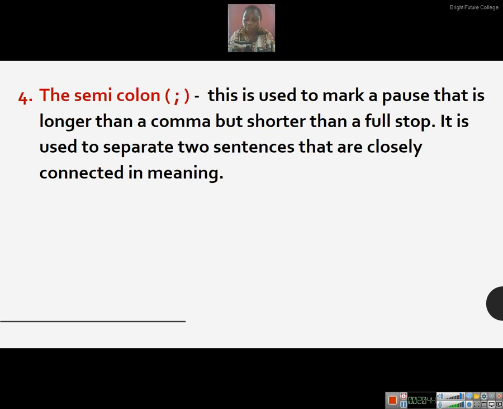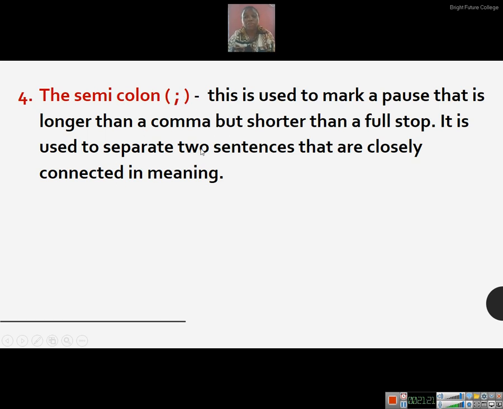Then the next type of punctuation mark is a semicolon. The semicolon is used to mark a pause that is longer than a comma but shorter than a full stop. When you make a pause while talking, and the pause stays longer than the comma, but it's not the end of the sentence, you use the semicolon. This is how to write a semicolon: we have the full stop at the top, and below the full stop we have the comma. Take note, don't mix it up with the colon, okay?